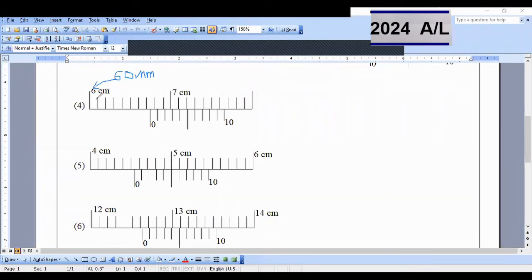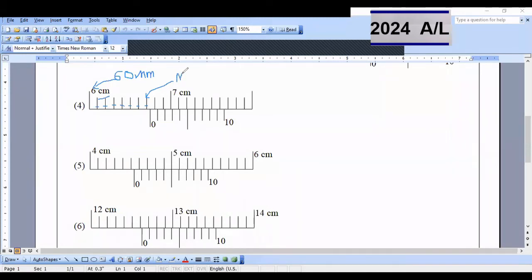Then what is this here? 61 millimeters. This is? You have to talk to me. 62 millimeters. This is? 63 millimeters. This is 64 millimeters. This is? 65 millimeters. Then 66 millimeters. This is? 67 millimeters. So 67 millimeters is the number just before the vernier scale 0 line.